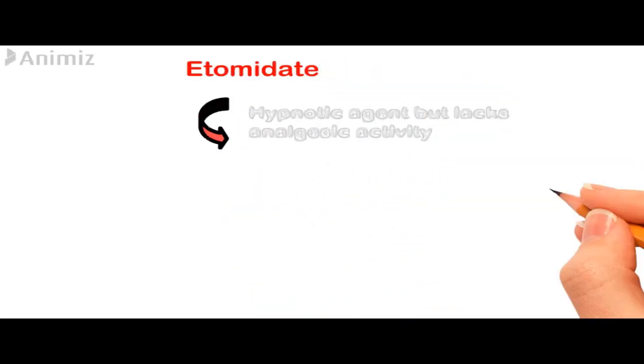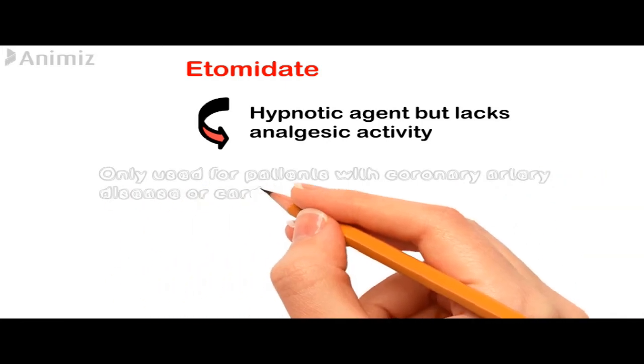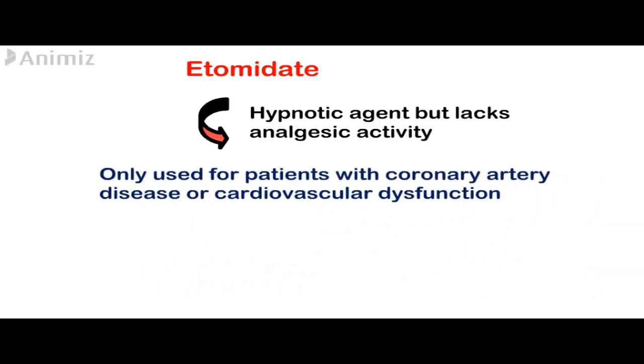Etomidate is a hypnotic agent which is used to induce anesthesia, but it lacks analgesic effect. One of its benefits is that it has little or no effect on the heart and circulation, and it is usually only used for patients with coronary artery disease and or cardiovascular dysfunction.